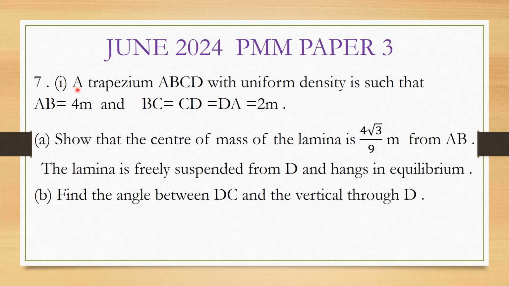The question reads: a trapezium ABCD with uniform density is such that AB equals 4 meters and BC equals CD equals DA equals 2 meters. In the A part, we are asked to show that the center of mass of the lamina is 4 square root of 3 divided by 9 meters from AB. Next, we are told that the lamina is freely suspended from D and hangs in equilibrium. In the B part, we are asked to find the angle between DC and the vertical through D.